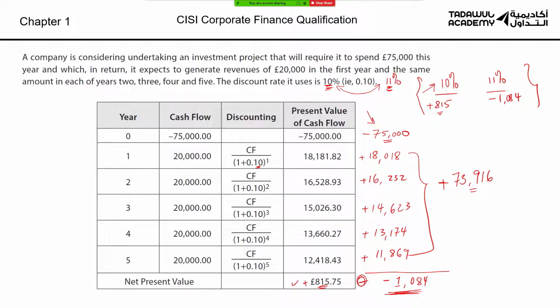So, going back, keeping this in mind, if we use a discount rate of 10%, we get a positive net present value, 815. If we use a discount rate of 11%, we get a negative net present value. So at what rate, somewhere in the middle here, will we get a 0 net present value?